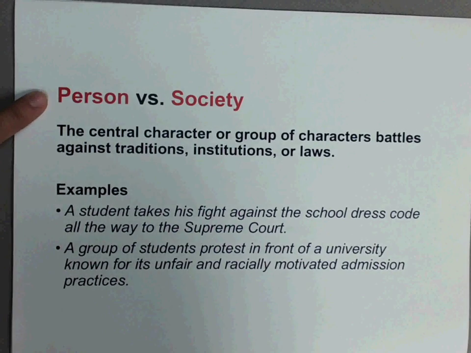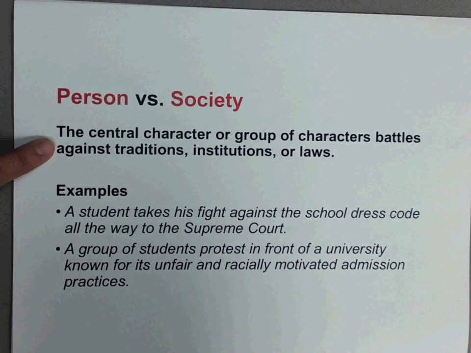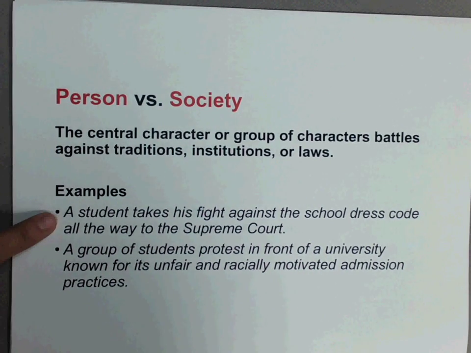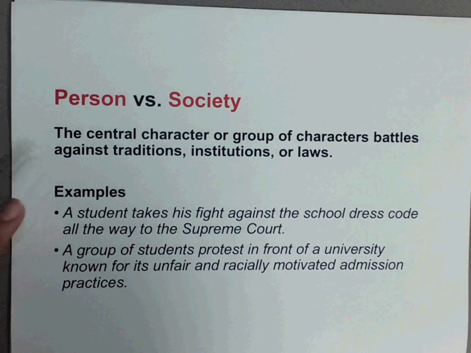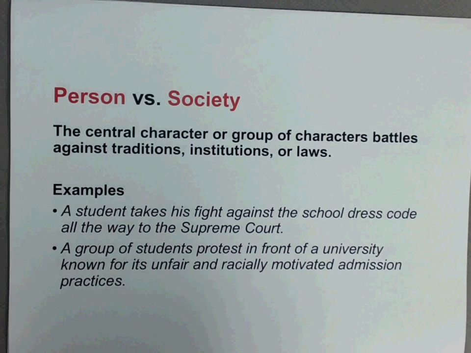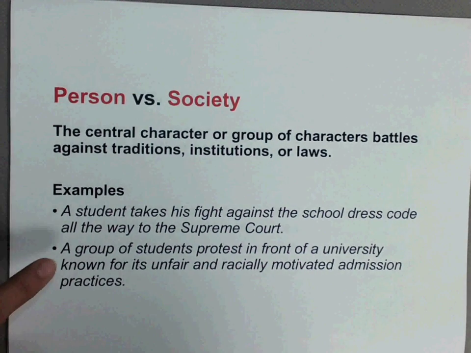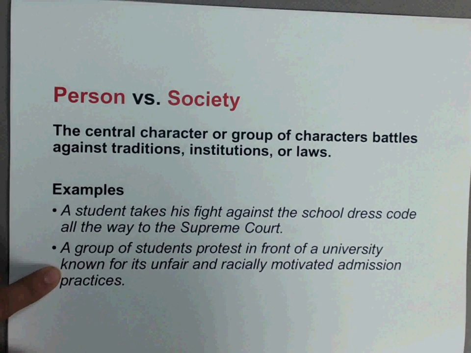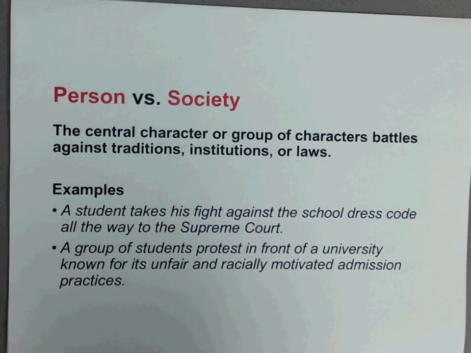Next, we have person versus society. The central character or group of characters battles against traditions, institutions, or laws. For example, a student takes his fight against the school dress code all the way to the Supreme Court. So that means the student is against the school dress code. And then we have a group of students protest in front of a university known for its unfair and racially motivated admission practices. So a group of students against a university.